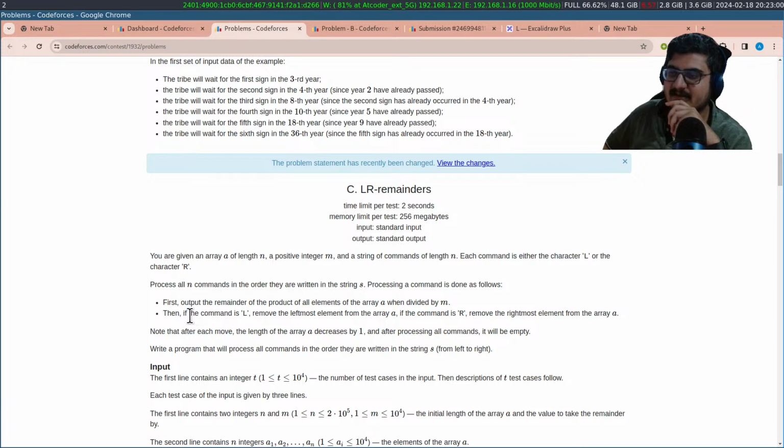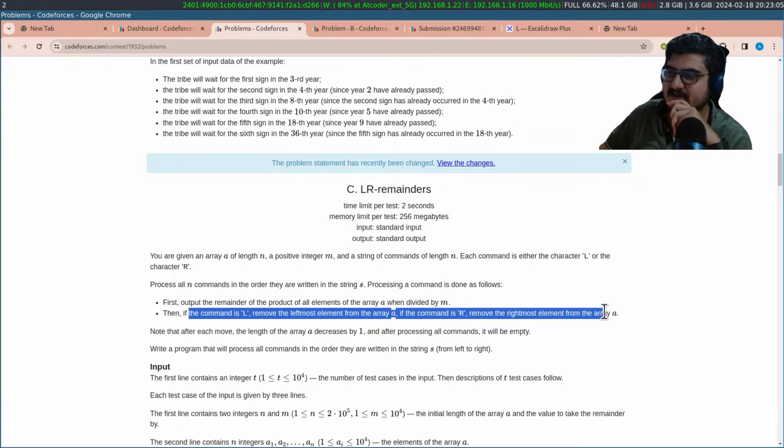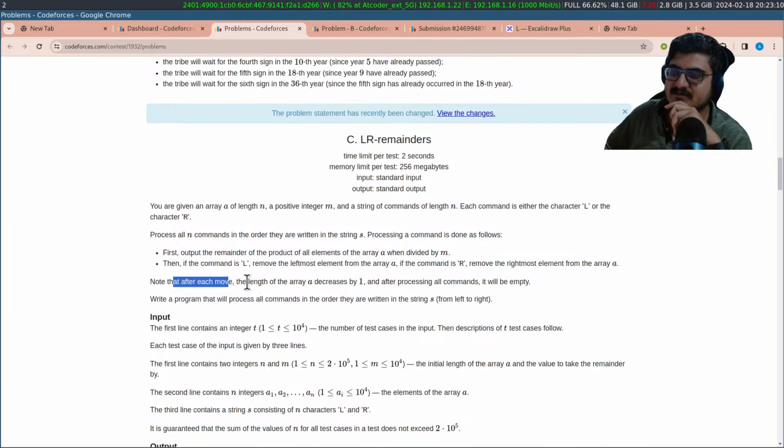It asks for the remainder. If the command is L, remove the leftmost cell of the array, and if the command is R, remove the rightmost cell from the array. Note that after each move, the length of the array decreases by 1, and after processing all the commands, it will be empty. Write a program that will compute all the commands in the order they are written in the string from left to right.